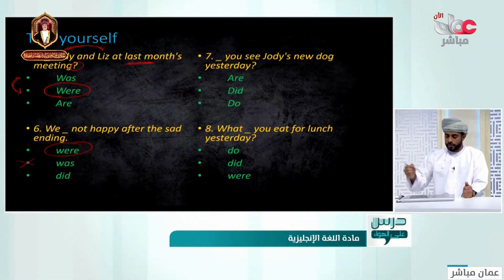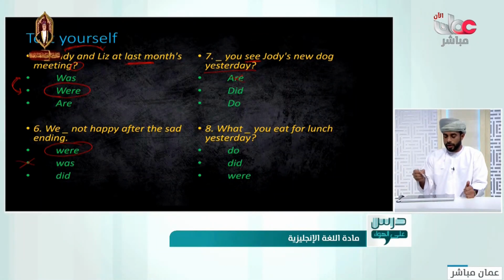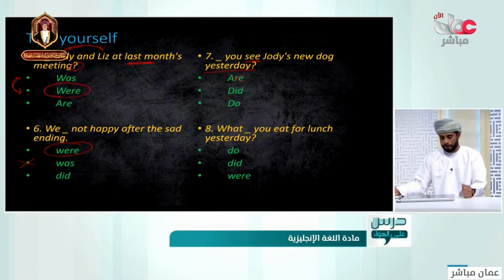Nice. Have a look at 7. You see Goody's new dog yesterday. It is yesterday, so it is in the past. We cannot use are for two reasons. First, because we have the infinitive in here. And the other reason is that it is in the present while we are looking for a sentence in the past. So which one is it, did or do? Of course, it is did because it is yesterday. So the answer is did.